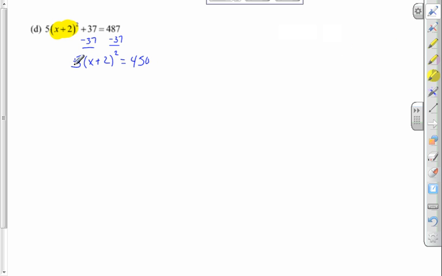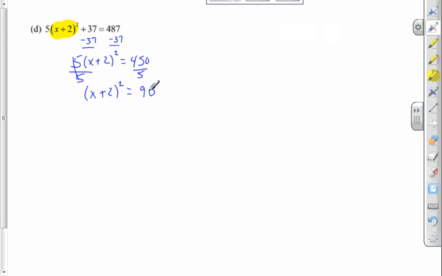I don't want that coefficient of 5 here, so we're going to go ahead and divide by 5 on both sides. Now remember, this is an entire single expression right here. This is a single term. 5 times x plus 2 squared is a single term, so I don't need to divide x plus 2 by 5. Simply just divide 5 by 5. So we end up with x plus 2 squared is equal to 90. 5 into 450.